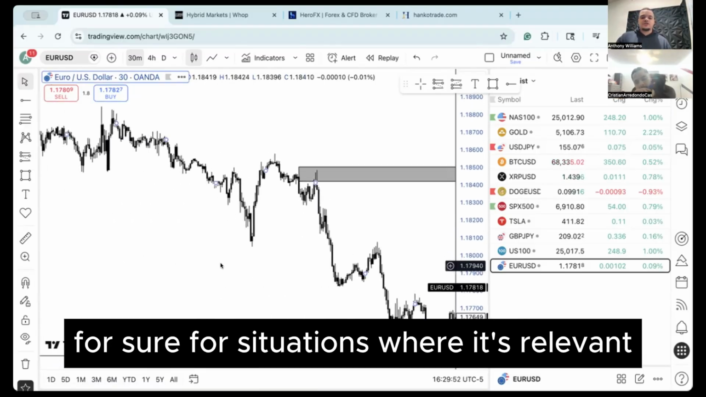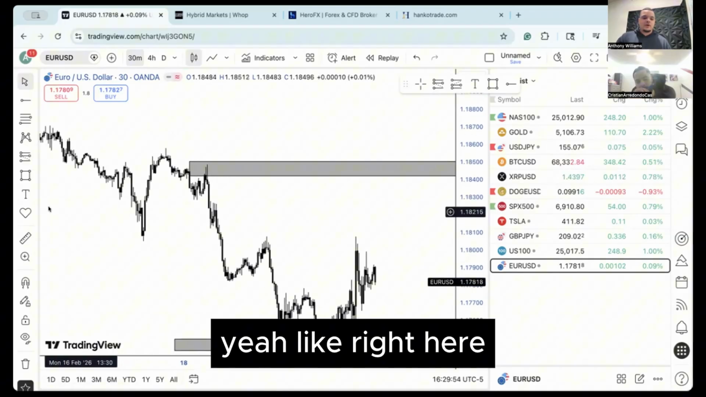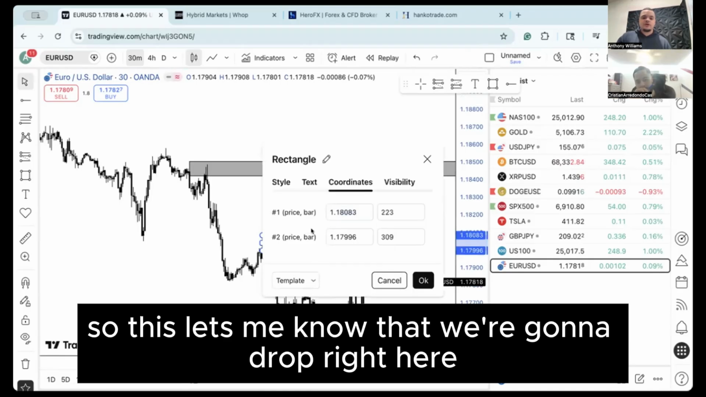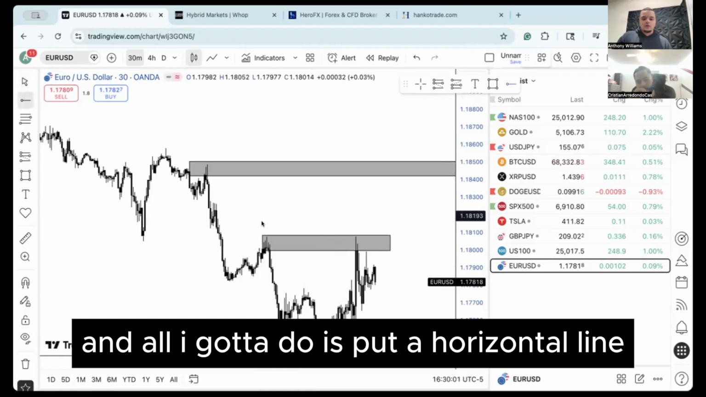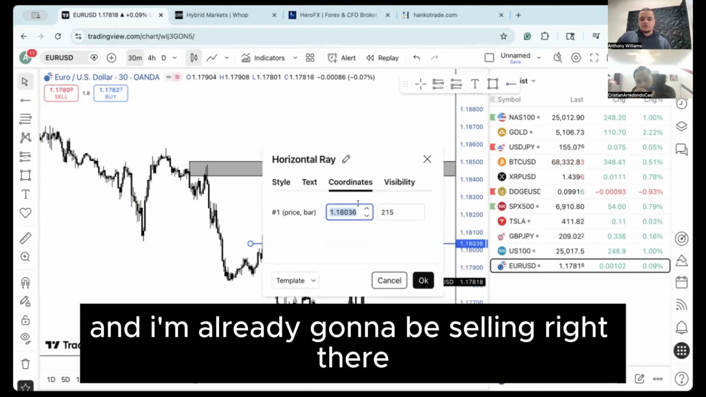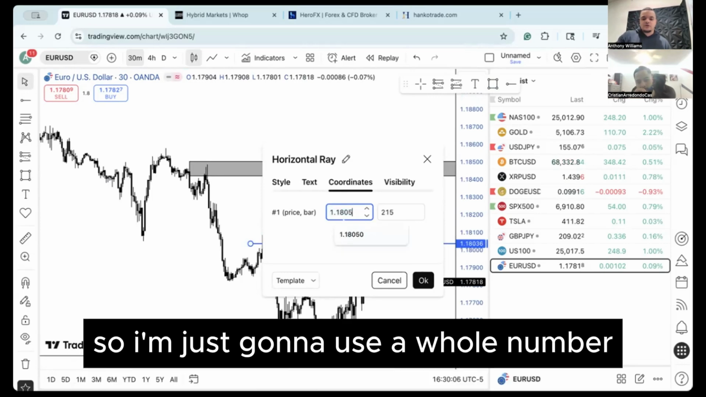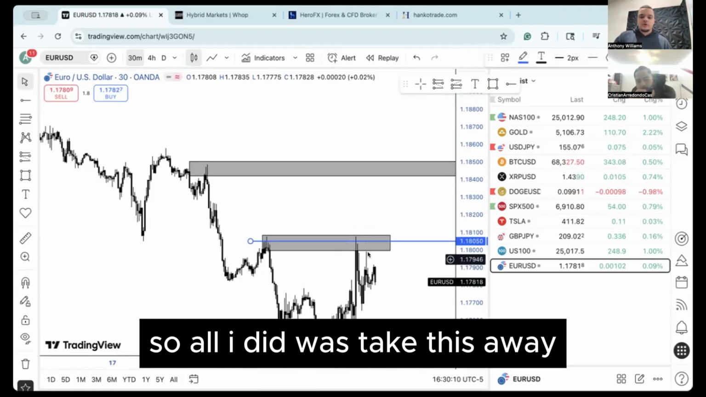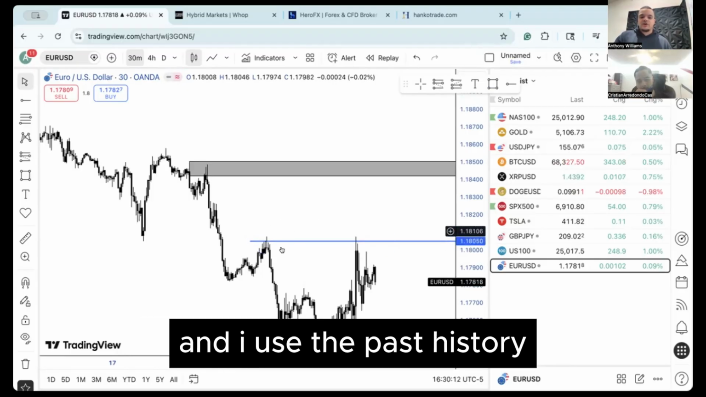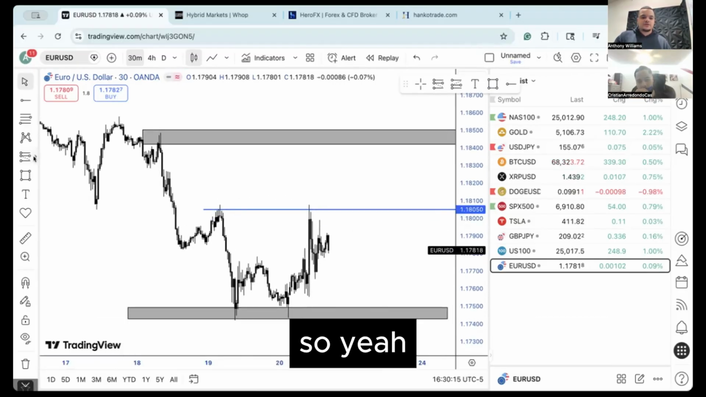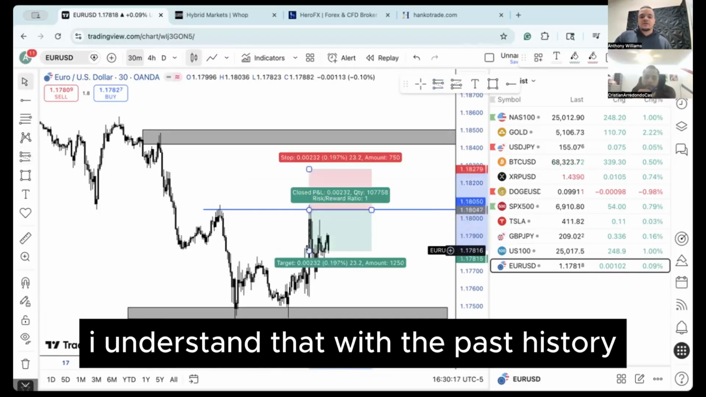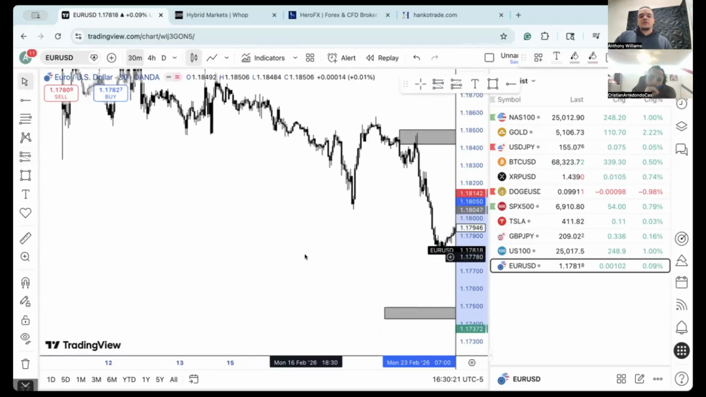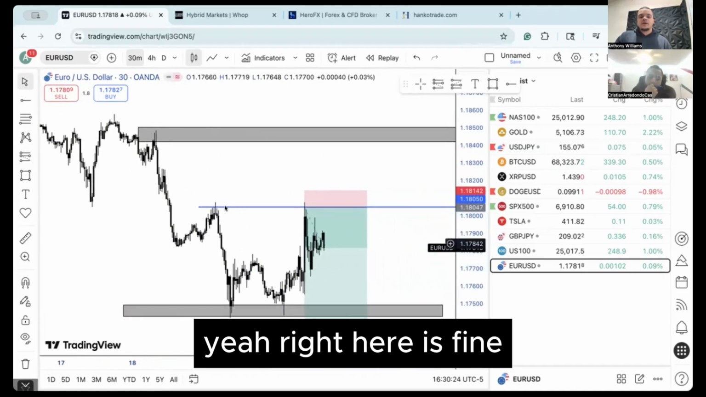For sure. For situations where it's relevant, yeah, like right here. What you're talking about is past history, so this lets me know we're going to drop right here, and all I have to do is put a horizontal line, because I'm already going to be selling there. So I'm just going to use a whole number like 100, 150, 200. Boom. All I did was take this away, and I used the past history, where we already knew we were selling. So yeah, I understand that with the past history. I just don't need to know what's going on way down here. Gotcha. Right here is fine.